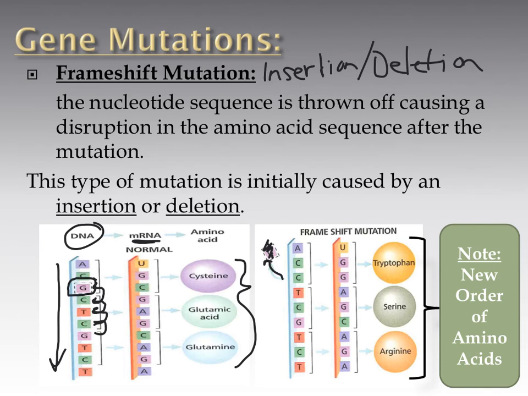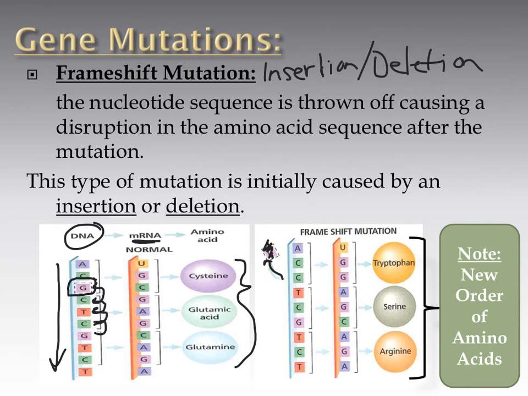So now instead of getting cysteine, glutamic acid, and glutamine, you get tryptophan, serine, and arginine. So you have 3 completely different amino acids. So it's a completely different sequence, which means the protein that you're supposed to be making isn't going to be made at all. Whether it's faulty or not, that particular protein is not going to be made.